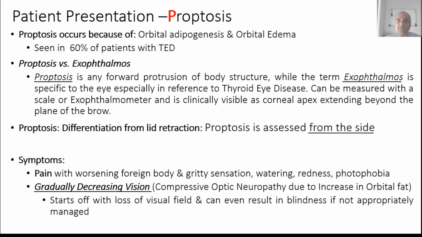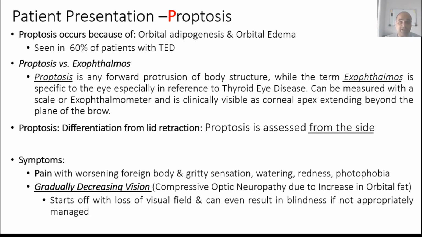The symptoms that the patient experiences are worsening symptoms from before: gritty sensation, foreign body sensation, watering, redness, and photophobia, i.e., symptoms of exposure. Now, what is going to happen is the patient will experience pain simply because the eyeball is getting pushed forward by increasing orbital volume in the form of increasing orbital fat and orbital edema, deposition of GAGs and accumulation of water.